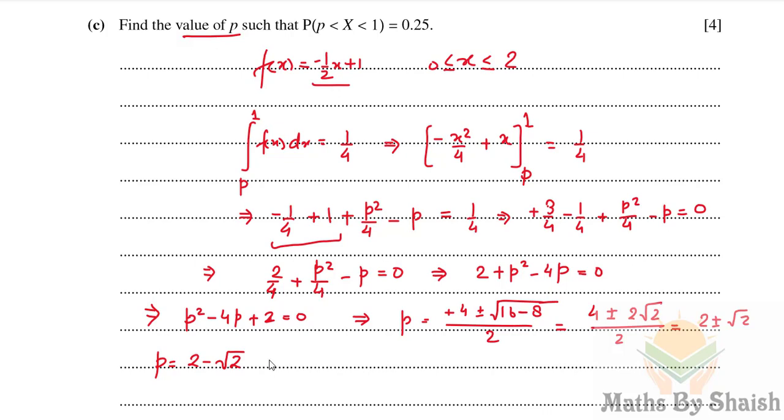So we can write our answer in this way, or we can calculate 2 minus root 2, it is going to be p equals 0.5857, so we can write 0.586 to 3 significant figures. So that's the value of p. I hope it was clear. Let's discuss the third question now.